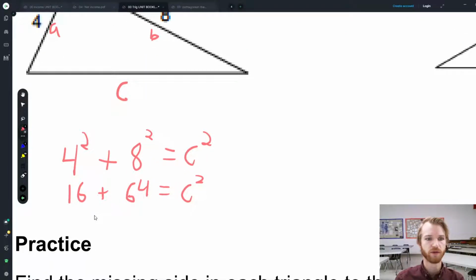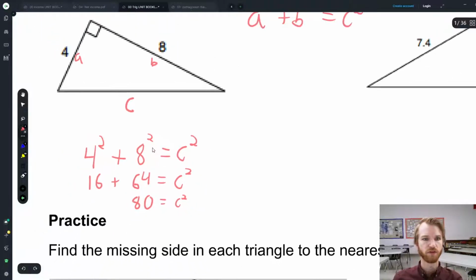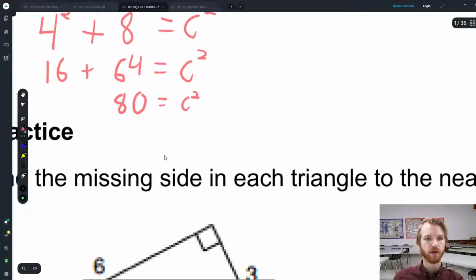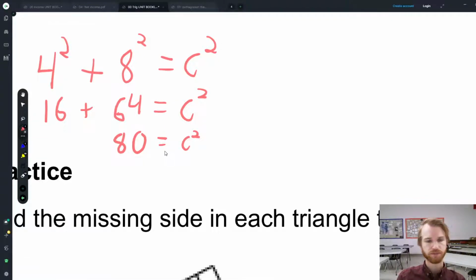So now if we add them together, we will have 80 here. So 80 is equal to C squared. Remember that this is not our final answer. 80 being C squared, that's like the area of that square around here. What we need is just the length of one side. So we have 80 is equal to C squared. We need to get rid of this square. The way we do that is by square rooting. The opposite of squaring something is square rooting. And so we are going to square root this side. It's just the opposite of multiplying it by itself.